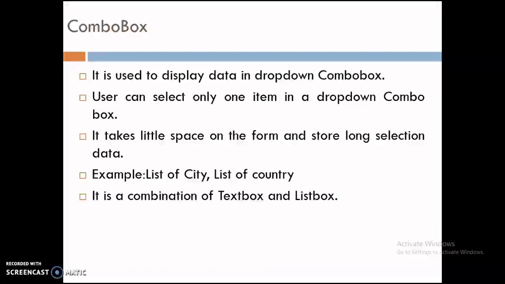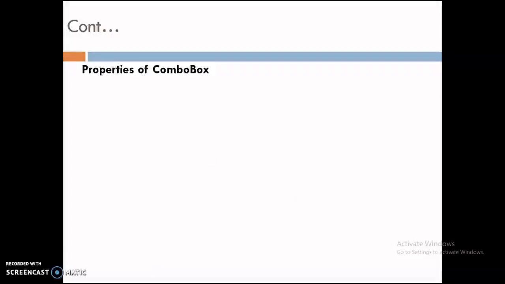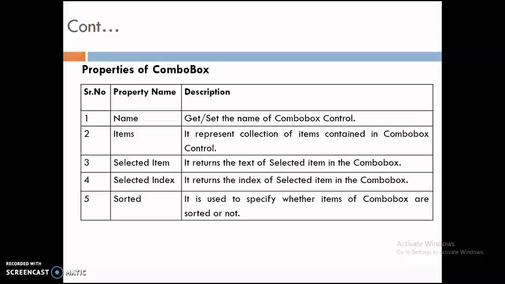Combo box is a combination of a text box and a list box. Now the properties of combo box. The properties of combo box are similar to the list box control. First property, name. It is used to get or set the name of the combo box control. Then items. This property is used to represent a collection of items contained in the combo box control. So the items property is used at both design time and runtime. Now selected item. It returns the text of the selected item in the combo box.